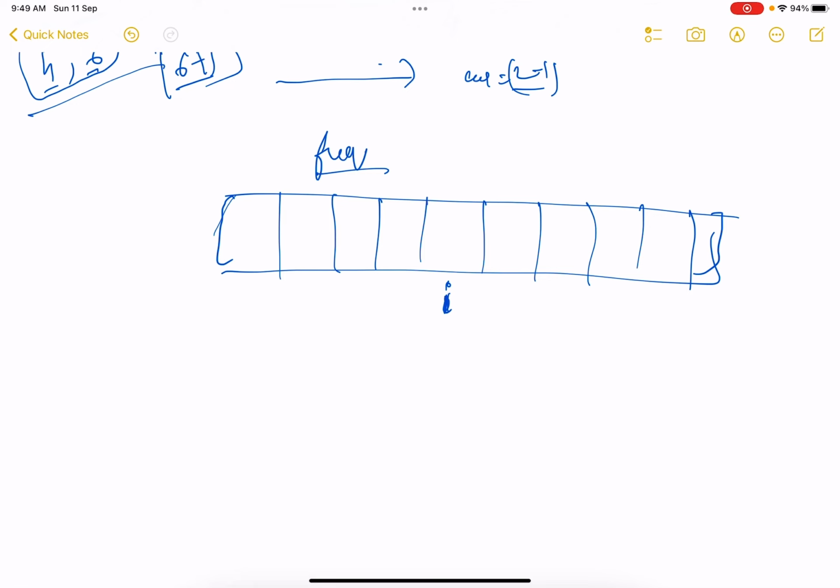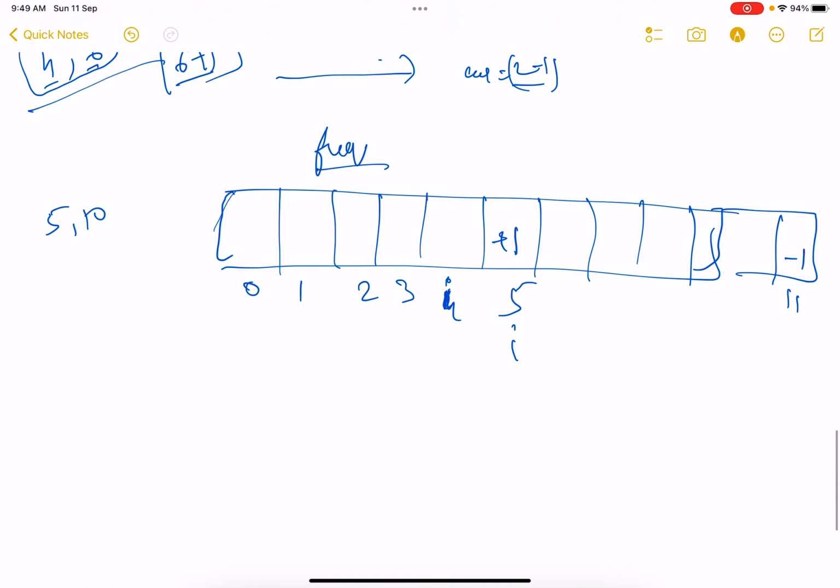Like for example I have 5 10, 6 8 and so on. So I can again do for 5 10, what I'll do, I'll go to index number 5. I'll do +1 here. I go to index number 11, I do -1 here, right? I'll do all this, I'll calculate the prefix sum.